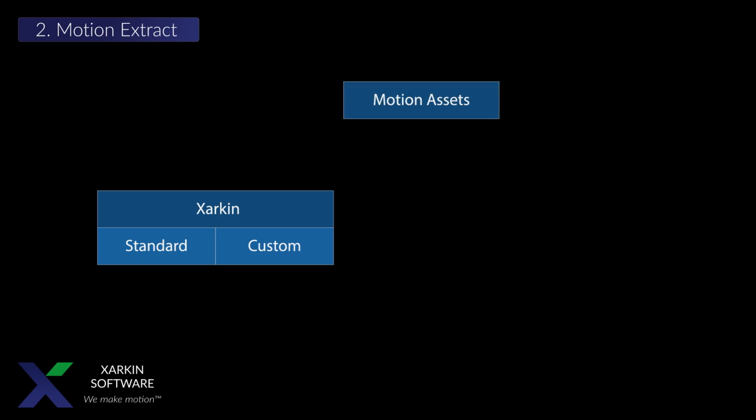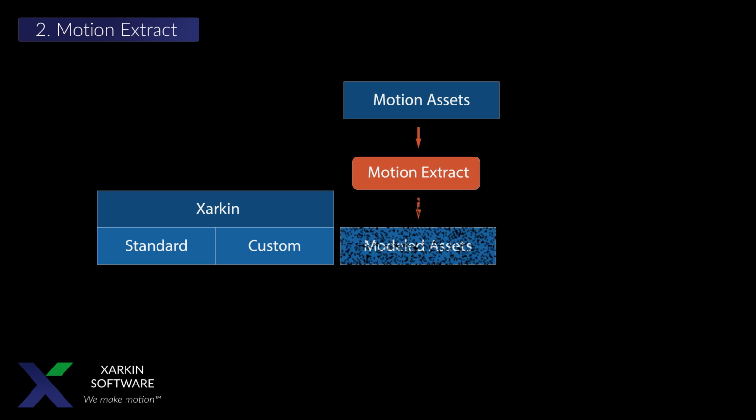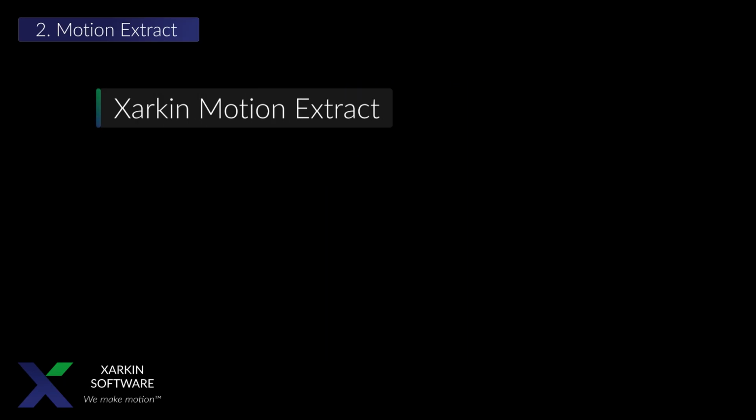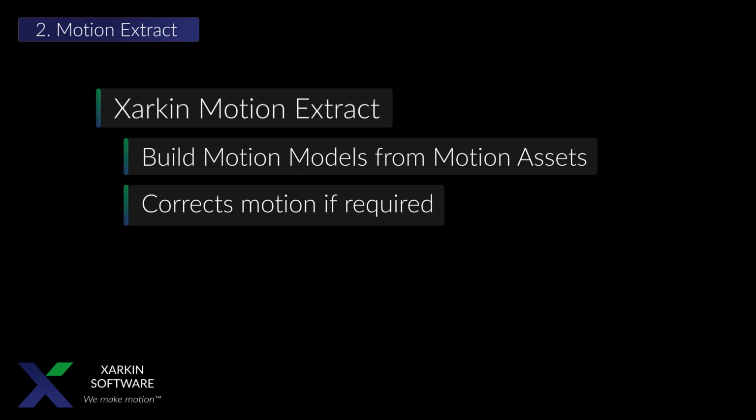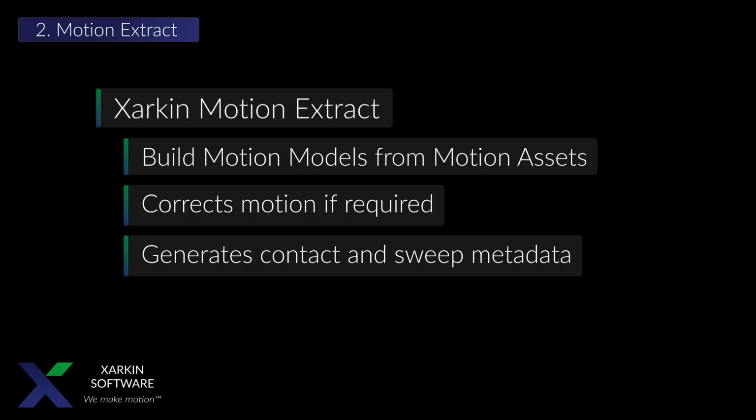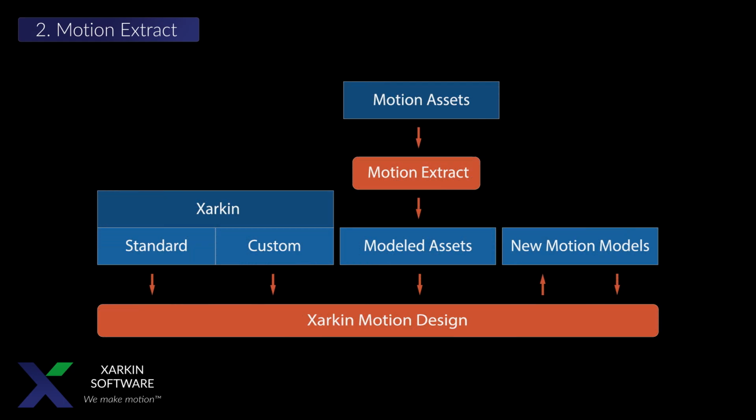However, there is a multitude of motion possibilities, and you may have existing motion assets through direct keyframe manipulation, motion capture, and so on. Xarkin Motion Extract is designed to process these assets in order to create universal motion models. These modeled assets can now be applied to other characters and can be parameterized to extend their capabilities. Motion Extract will also correct motion if required, ensuring proper surface contact and balance. Finally, Motion Extract will generate required metadata for use in the Xarkin Motion Design Editor. The Xarkin Motion Design Editor can be used to edit any motion model in order to modify the model or create new ones.